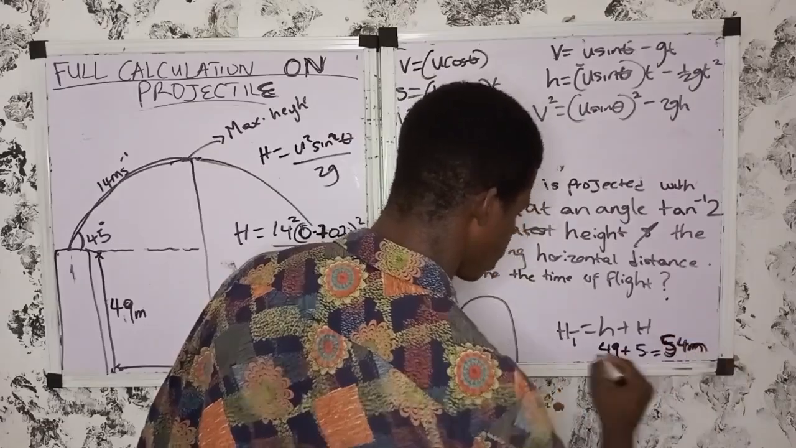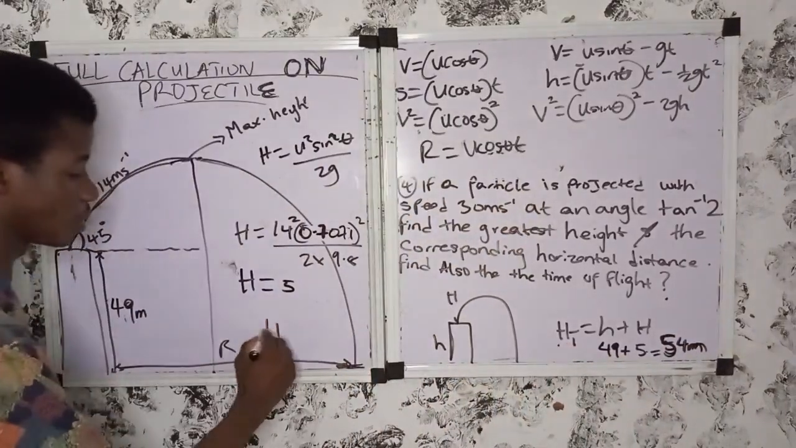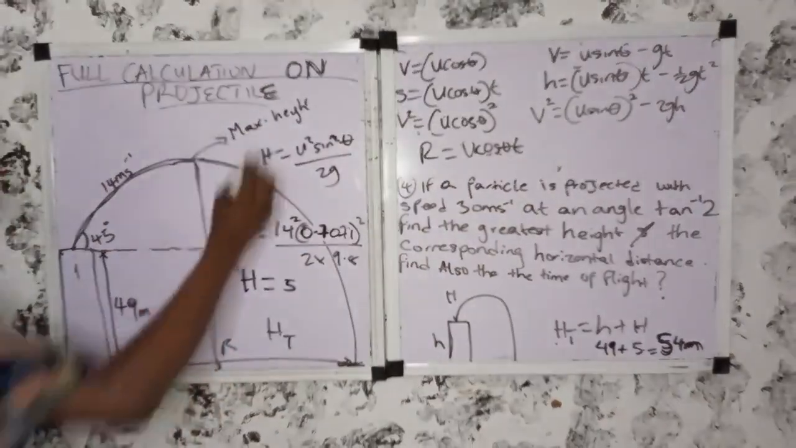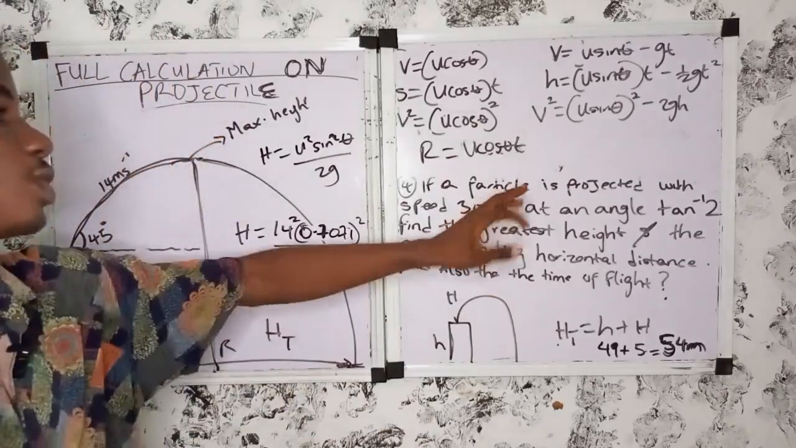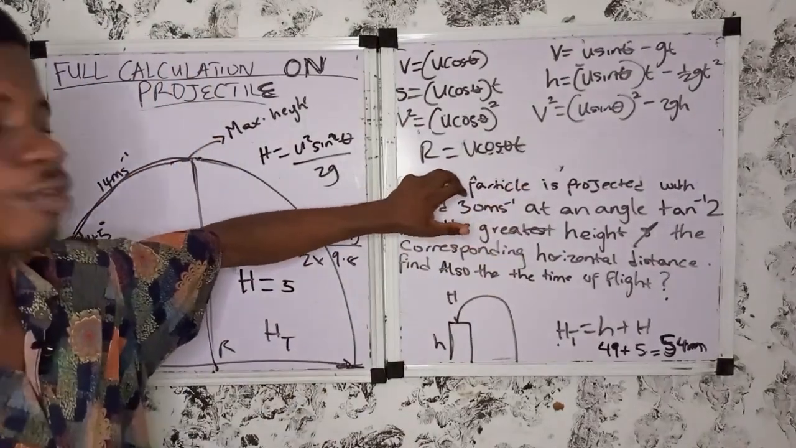54 meters. Okay, so we have gotten our total height. Our total height, from year to year, is 54. Now what are we going to do next? Let's look for range. How are we going to look for range?